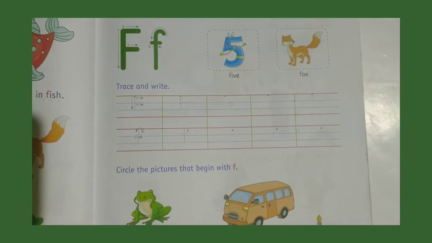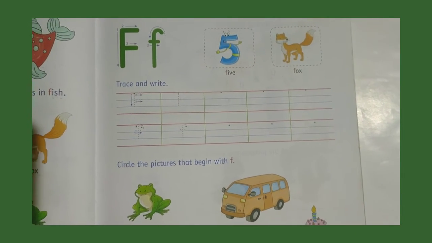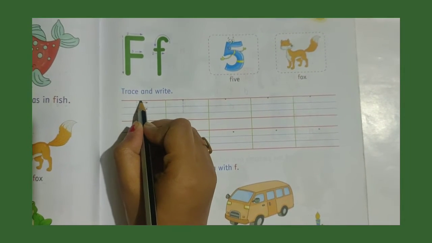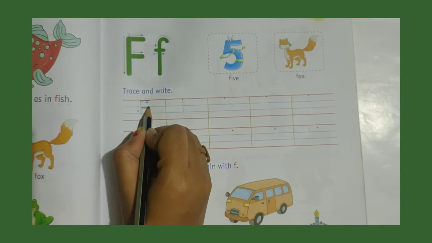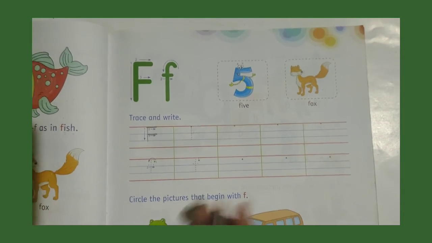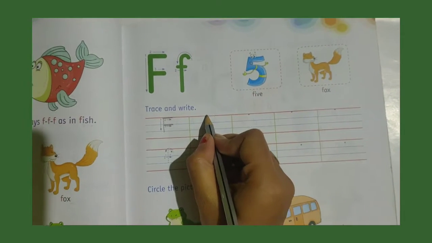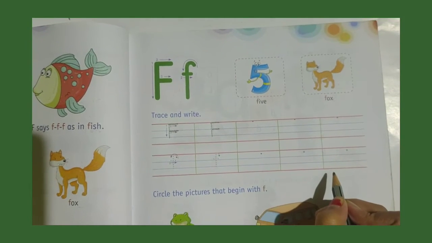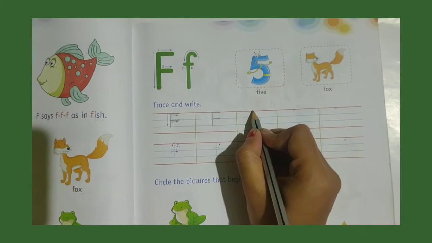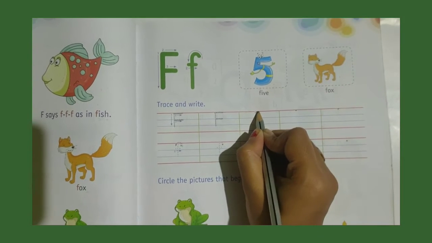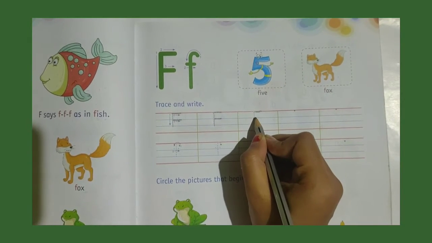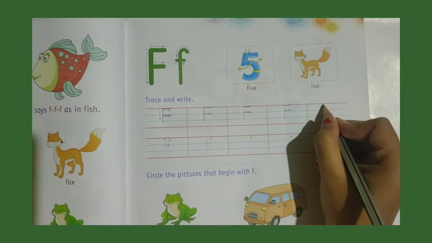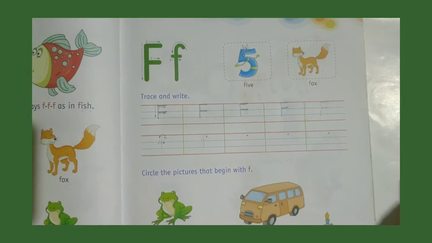So children, how to write capital F and small f? First we have to draw one standing line, then a sleeping line, then another sleeping line makes the capital letter F. Now you have to write on your own. First one standing line, then a sleeping line, another sleeping line makes the capital letter F. You have to write in your book.